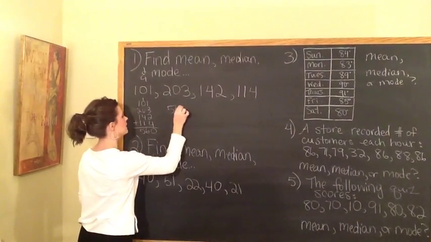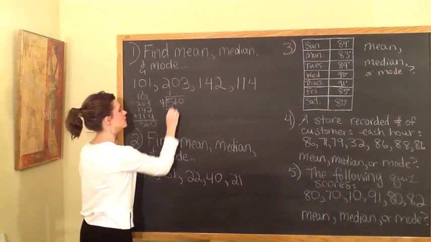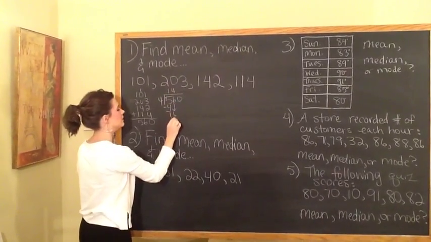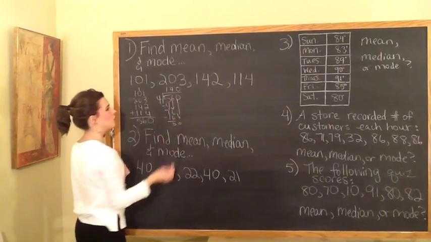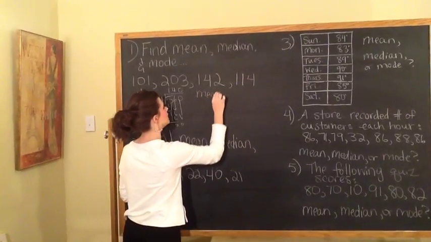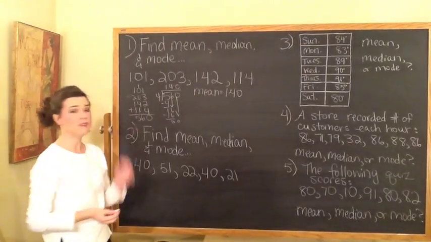So 560 divided by 4. 4 goes into 5 one time. 5 minus 4 leaves 1, bring down the 6. How many times does 4 go into 16? 4 times. It goes in evenly, we get 0. Bring down the 0. How many times does 4 go into 0? 0 times. So our mean is 140. Alright, now we need to go ahead and find the median.